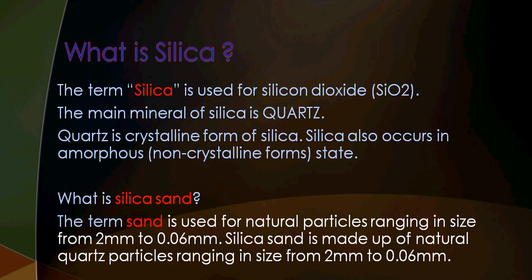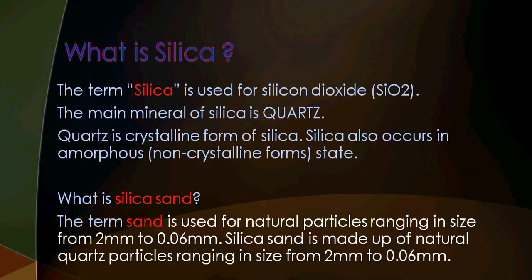The main mineral of silica is quartz, and quartz is a crystalline form of silica. Silica also occurs in amorphous, non-crystalline form. Now, the second important thing is to know what is silica sand. You have to remember that the term sand is nothing but a particle size. The term sand is used for natural particles ranging in size from 2 mm to 0.06 mm.